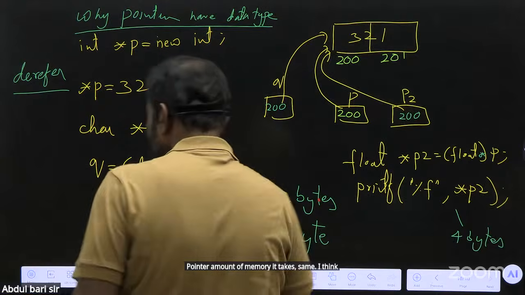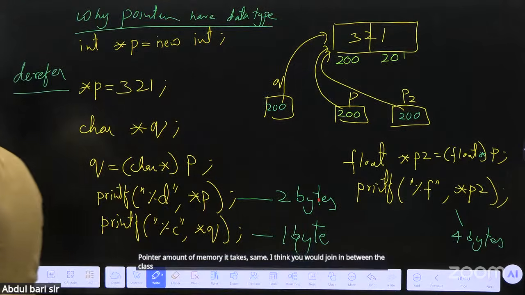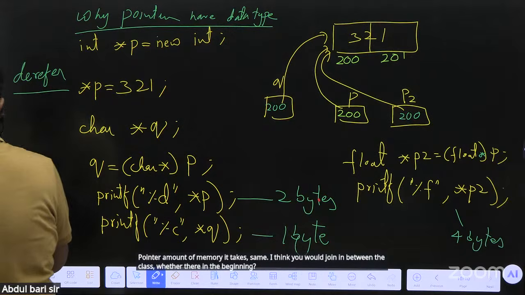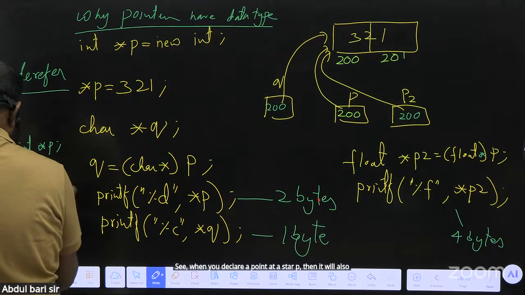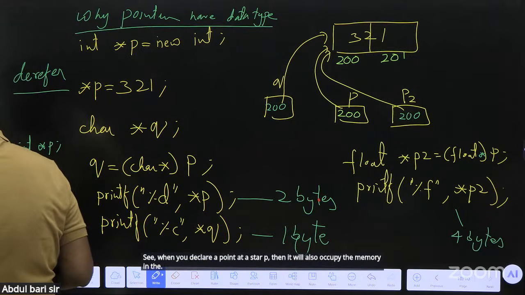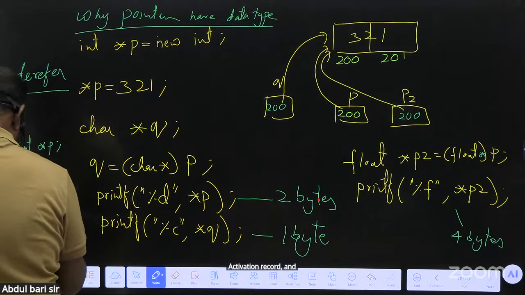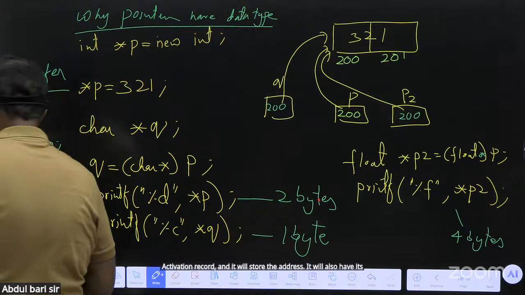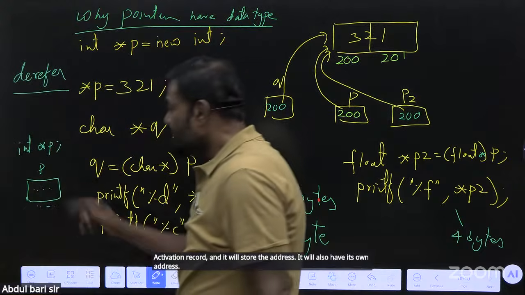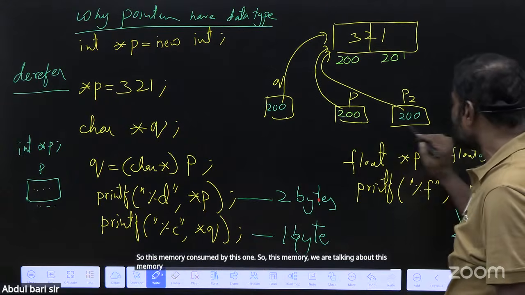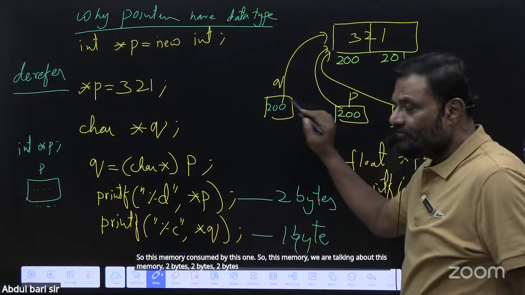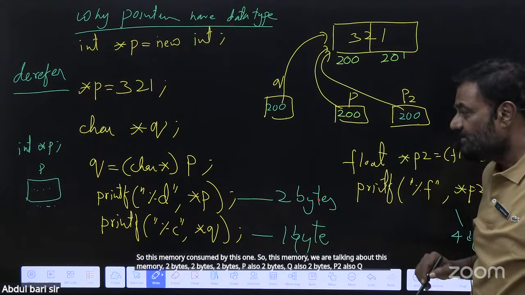I think you joined in between the class. Were you there in the beginning? See, when you declare a pointer star p, it will also occupy memory in the activation record, and it will store the address. It will also have its own address. So this memory is consumed by this one, 2 bytes, 2 bytes, 2 bytes. P is 2 bytes, Q is 2 bytes, P2 is also 2 bytes.